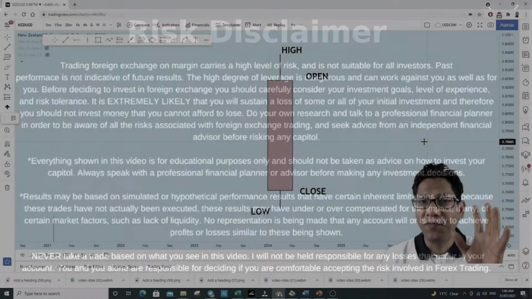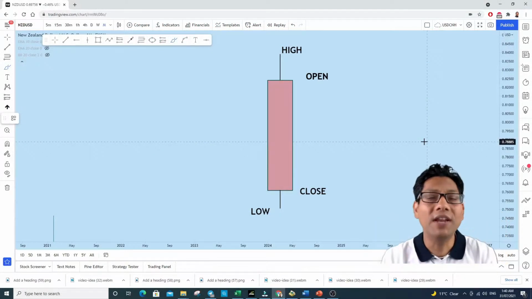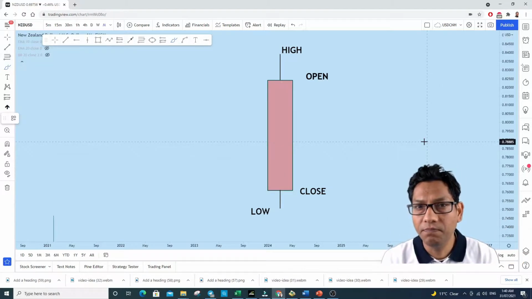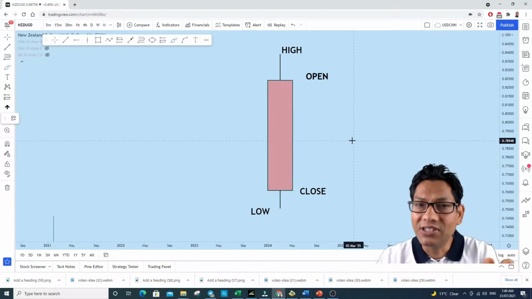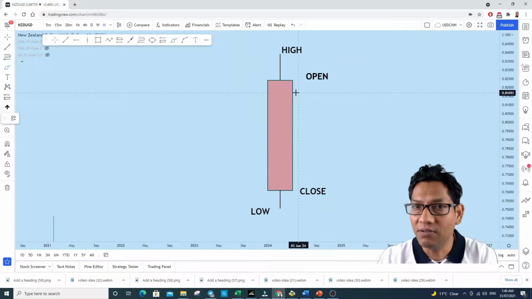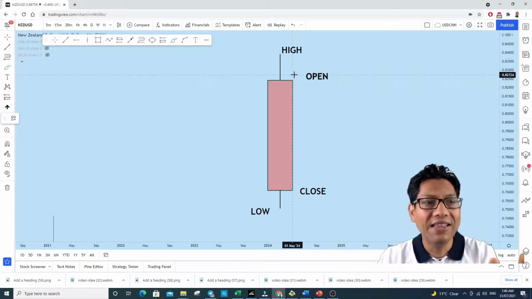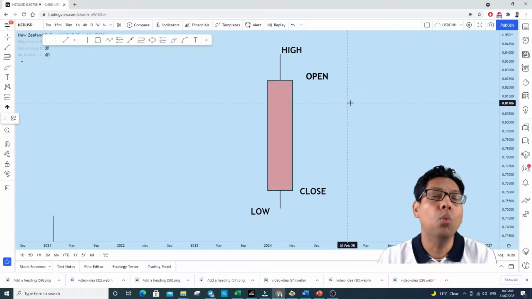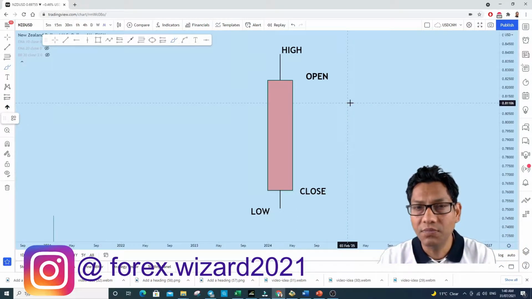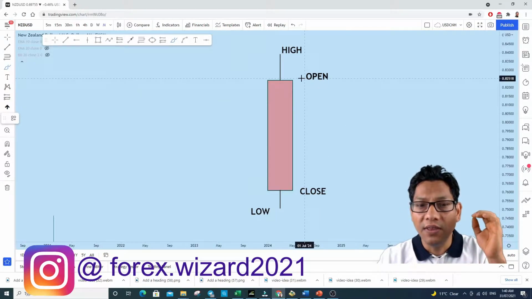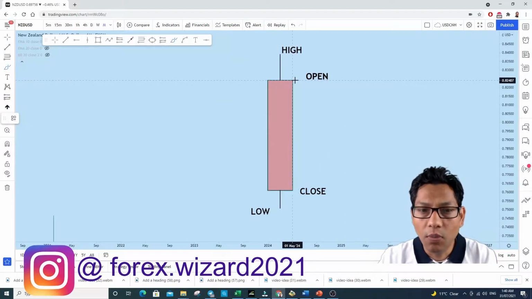Okay, so first let's understand what is multi-time frame. Now, as you see on the screen, this is a candle, right? Most of you should know about this. Now, say this is a monthly candle. So what does a monthly candle mean? A monthly candle means that on the first of the month, the market opens here.